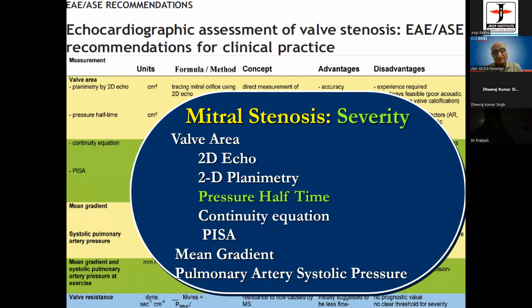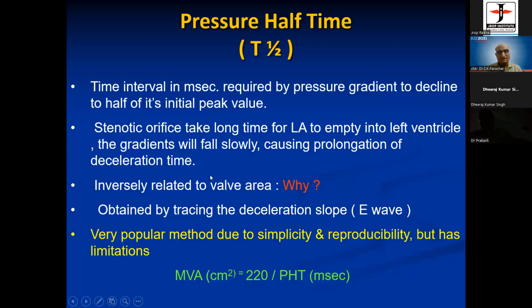Sometimes you may not get an idea by planimetry. Then a mitral valve area can be determined by what is known as the pressure half time. Now, this is slightly difficult physics. Don't try to cram it up, because theoretically it is a time interval in milliseconds required by the pressure gradient to fall to its initial value. So how much time does it take for the pressure gradient to decline by half from a peak value?